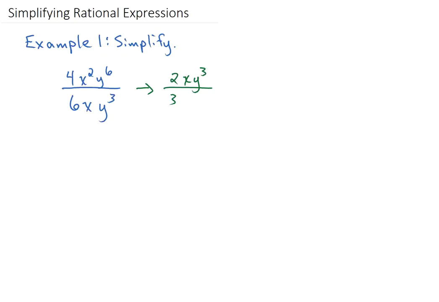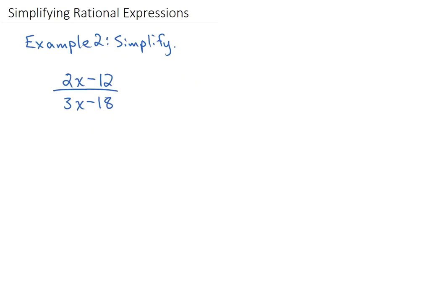Now let's look at a rational expression containing terms to see how this is different. Alright, so in our second example we have 2x minus 12 divided by 3x minus 18. Now with this guy, in the numerator we have subtraction, so that means we have terms, and in the denominator we have subtraction, so that means we have terms in the denominator as well.